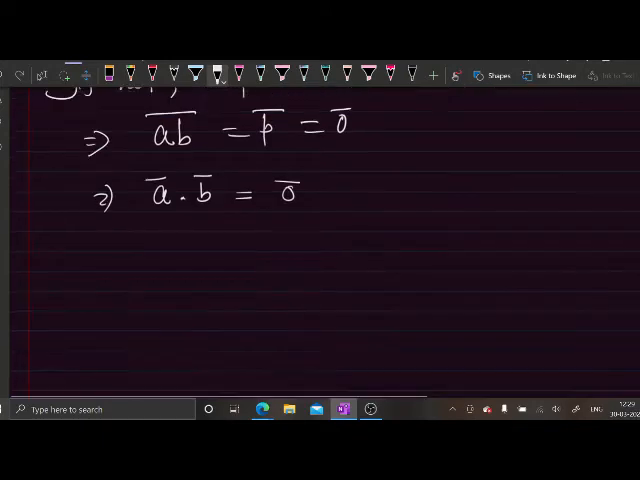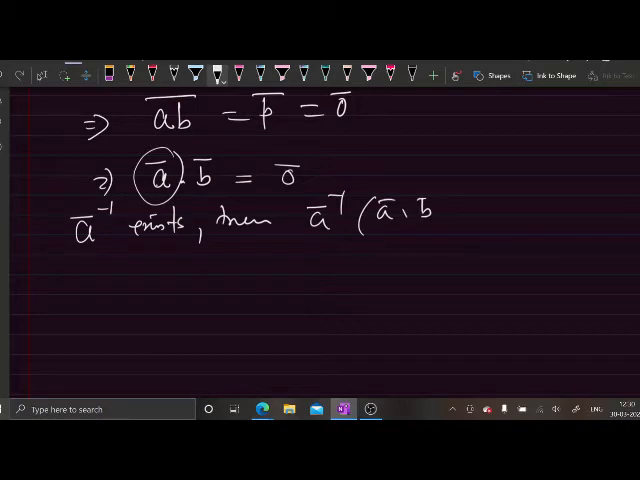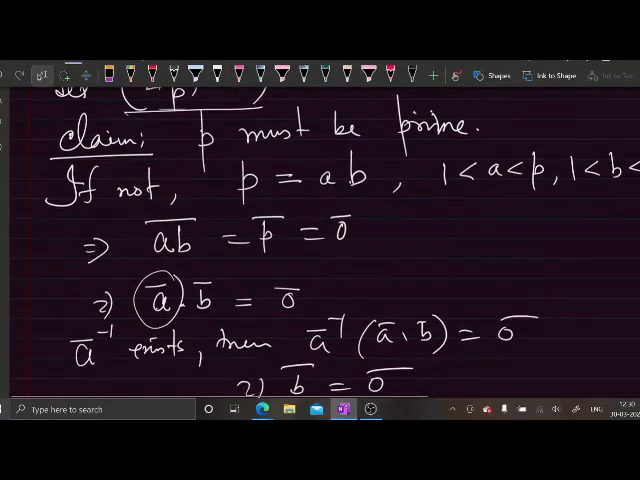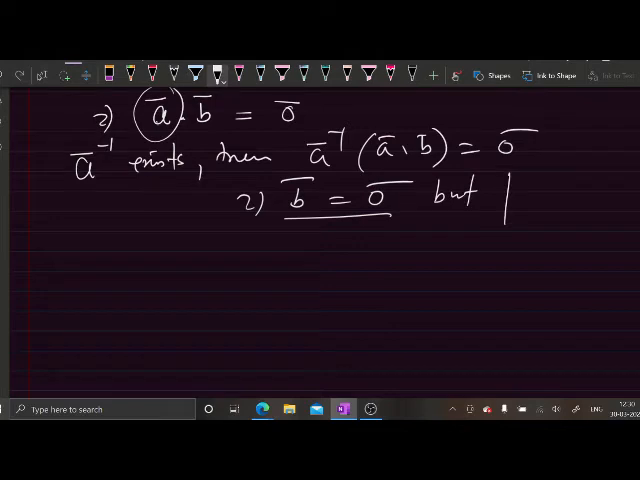Z_P is a field, so being a field, this a class must have a multiplicative inverse. Now a class inverse exists, and if you multiply both sides of ab class, that is a class times b class equal to 0 class, by a class inverse, then it is 0 class and it is your b class. So here you see that this b class has been proved to be 0 class. But this is a contradiction, because b is less than p, and p does not divide b, so it is a contradiction.